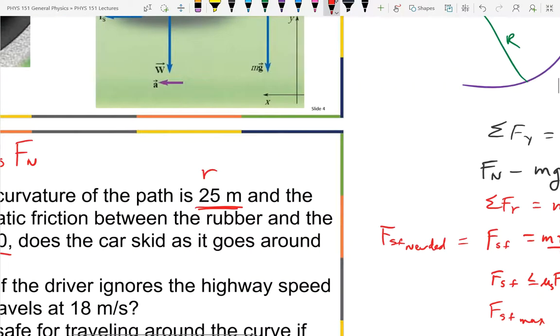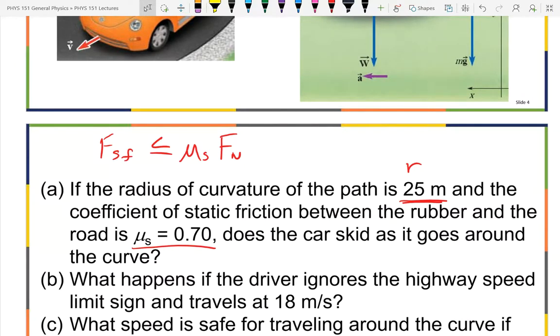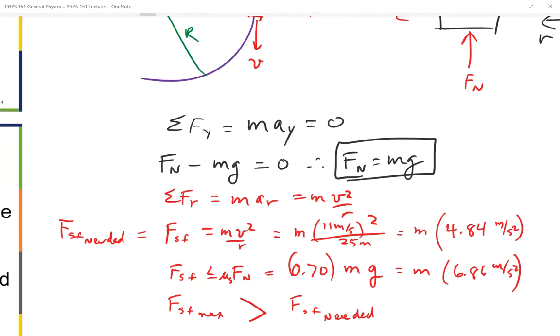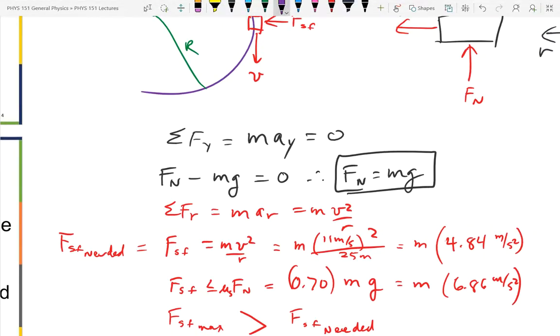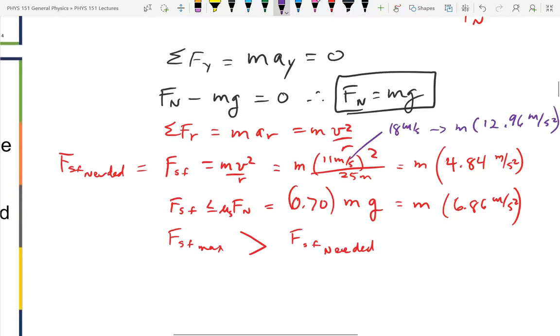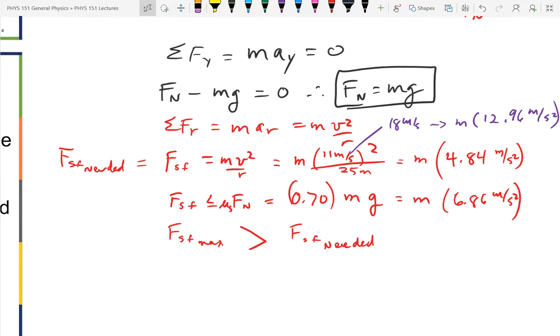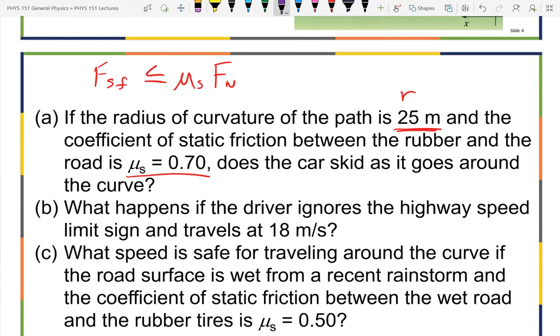Just precaution there. Okay, what happens if the driver ignores the highway speed limit and travels at 18 meters per second? If you change to 18 meters per second, what changes in everything I've done? Only this. Instead of 11 squared over 25, it's 18 squared over 25. So what's 18 squared over 25? 12.96, yeah. What do we have then? The force necessary is 12.96 meters per second squared times mass. That's almost twice the maximum you can get from the tires. So the car goes skidding off. Now, of course, 11 to 18 doesn't seem like much, but you're going a significant percentage higher speed.